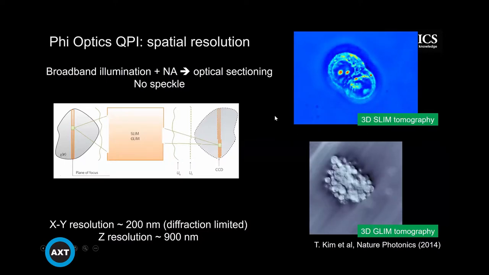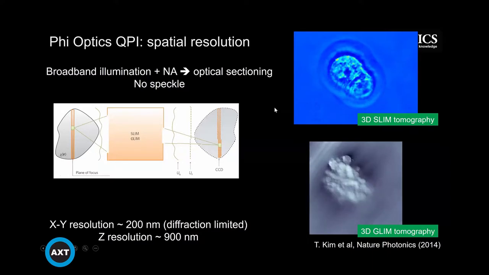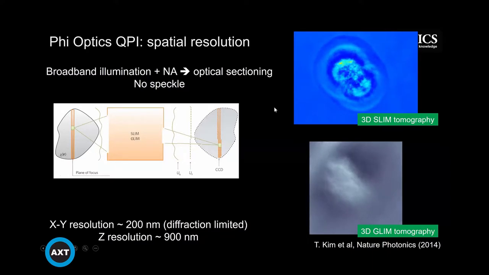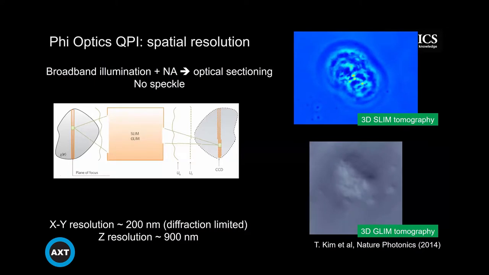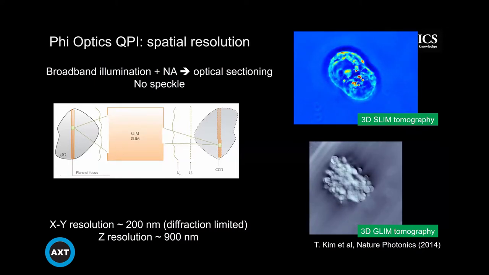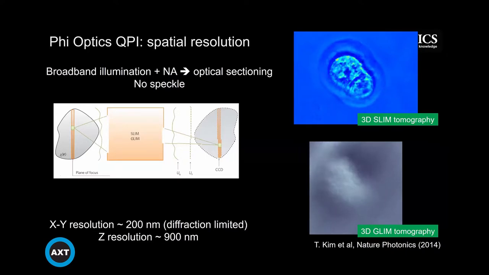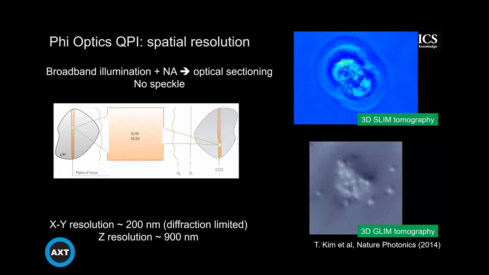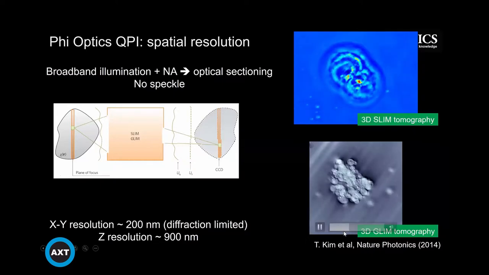That's another important aspect. The other important aspect is the fact that using this broadband illumination, the white light, which has a coherence length of about a micron or so, avoids the presence of speckles that usually plague laser-based illumination techniques.